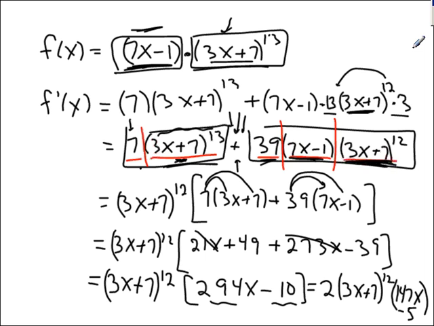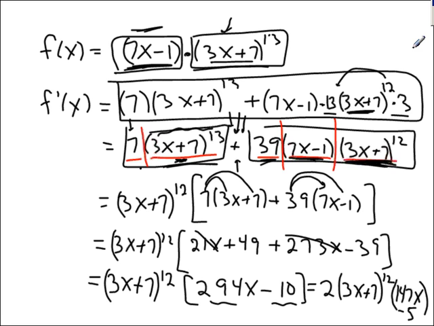And that would be your final answer. Notice that there was one line of algebra, one line of calculus. 1, 2, 3, 4 lines of algebra. And the calculus was very straightforward.